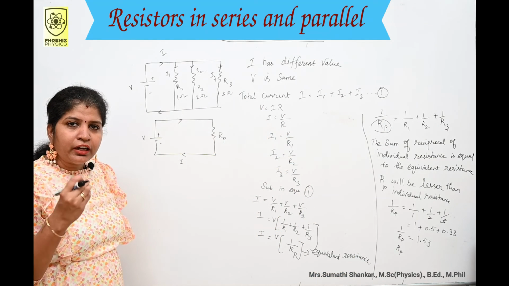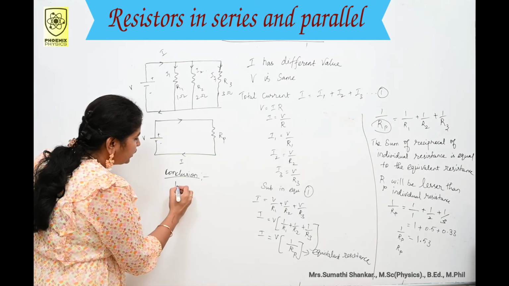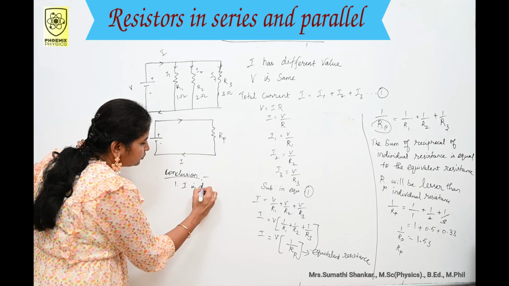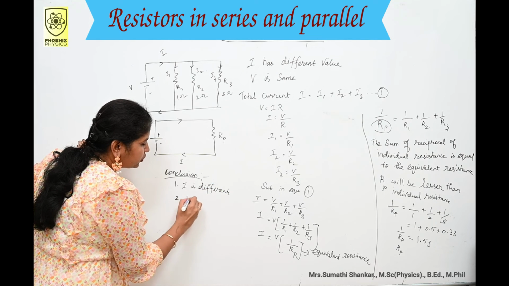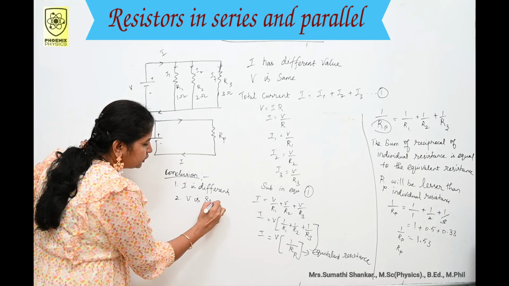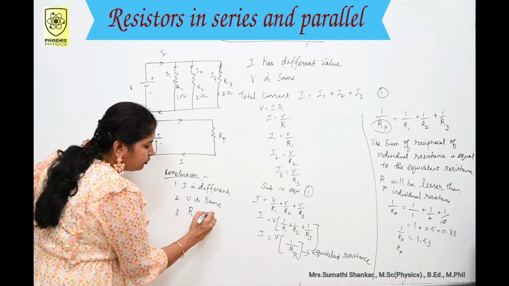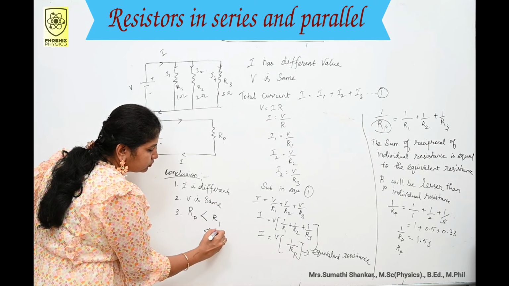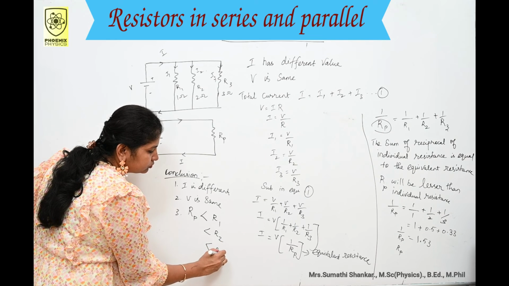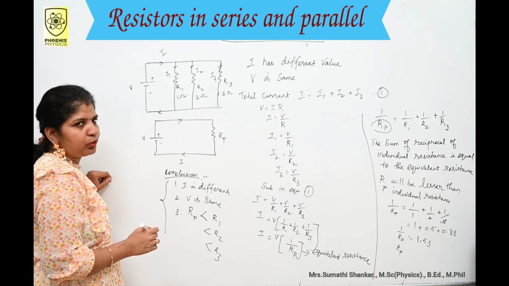You can easily conclude 3 points. First one, I is different. Second one, V is same. Then third point, Rp will be lesser than the individual resistance. These three are very, very important ones.